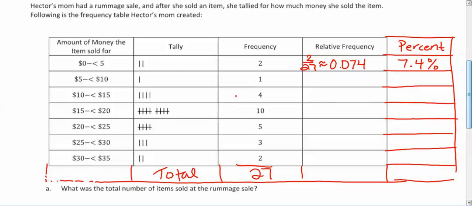All right, so this next one, we're looking at the number of items that are between $5 and less than $10. She had one item that sold for that price. So it was 1 out of a total of 27 items. All right, so let's go ahead and do that division.